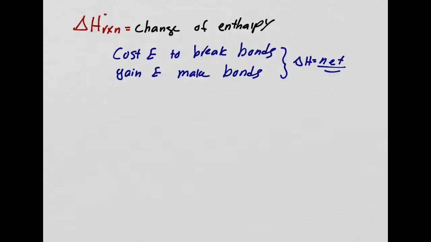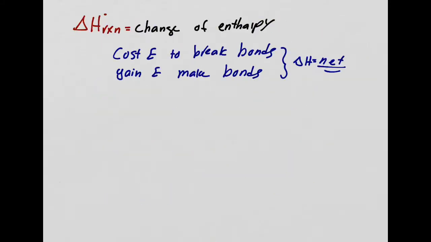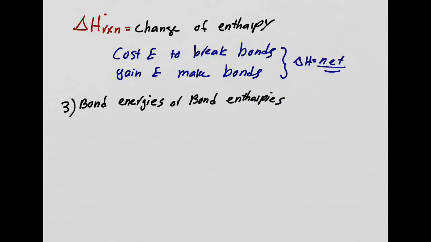So we said, know Hess's Law, know the delta H of formation. These are the two things we talked about. Now, here's the third one we're going to talk about: bond energies, or bond enthalpy. Again, hopefully this is all review from Chem 1A, but if it's not, it's okay. You're going to do bond energies or bond enthalpies.